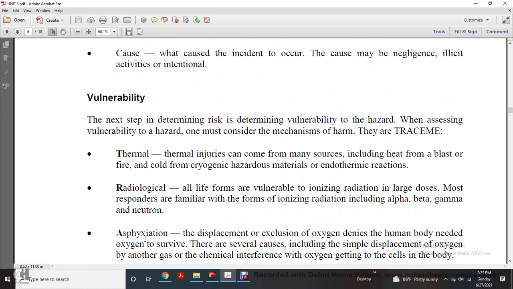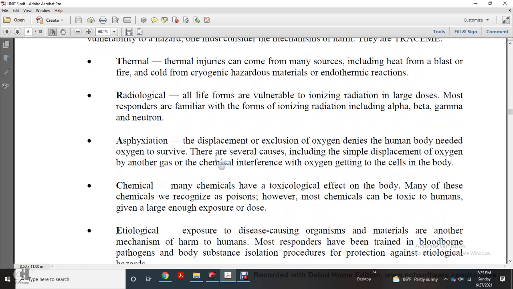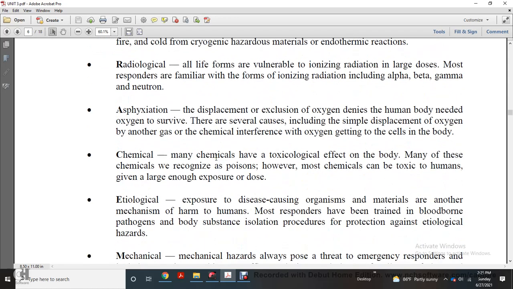Next step is determining risk, determining vulnerability to a hazard. When assessing vulnerability to a hazard, one must consider the mechanisms of harm. Thermal injuries cause many serious injuries, including the heat or blast of a fire, and cold, such as cryogenic hazardous material with an endothermic reaction. Radiological: all life is vulnerable to ionizing radiation in large doses, including alpha, beta, gamma, and neutron. And asphyxiation, the displacement and exclusion of oxygen, since the human body needs oxygen to survive. Several causes include simple displacement of oxygen by a gas, and chemical interference with the oxygen getting itself within the body.